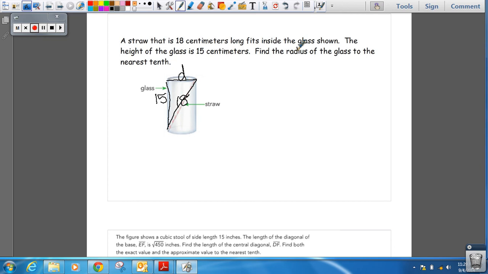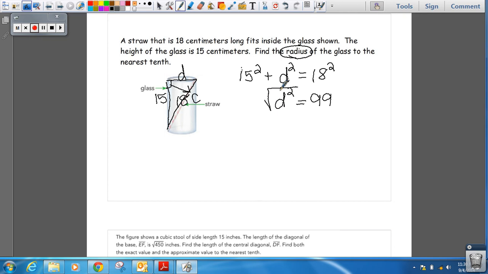So it says find the radius of the glass. So once I find the diameter, which is one leg of the right triangle, I can find the radius. So across from the 90 is the C. So I have A, which I'm going to treat as 15 squared plus D squared. I'm going to use D this time so I remember it's the diameter when I get done, is equal to 18 squared. 18 squared minus 15 squared gives me 99.